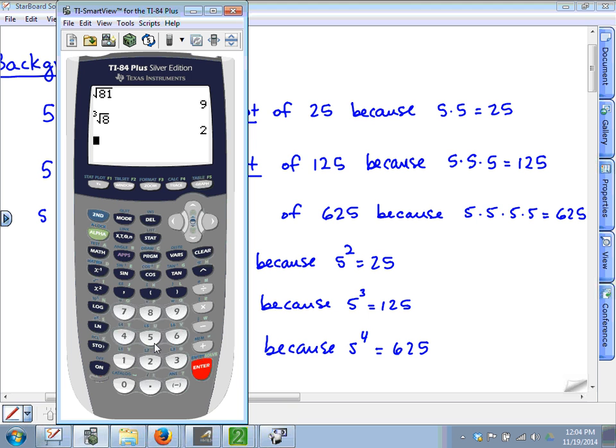Your calculator can do 4th roots and 5th roots and 6th roots, but you have to know the correct buttons to push. You ready? Here's what you do if you want a 4th root. You first have to type the index. If I want to do a 4th root, what's the index? 4. So type the number 4.